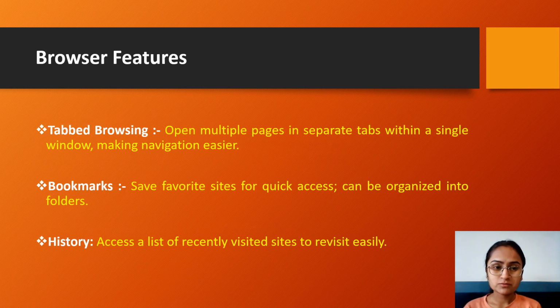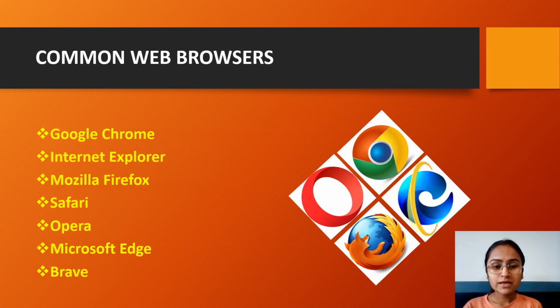Browser features include tabbed browsing, which opens multiple pages in separate tabs within a single window, making navigation easier. Bookmarks save favorite sites for quick access and can be organized into folders. History gives access to a list of recently visited sites to revisit easily. Some of the common web browsers include Google Chrome, Internet Explorer, Mozilla Firefox, Safari, Opera, Microsoft Edge, and Brave.